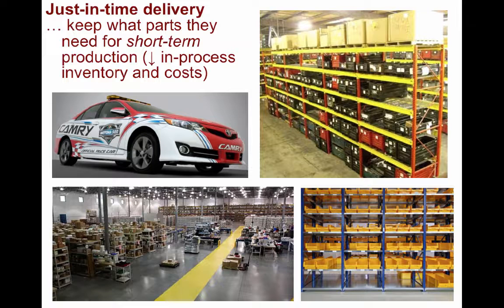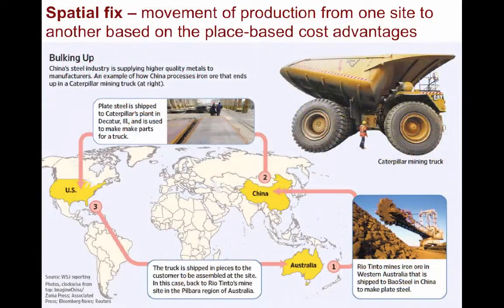In the post-Fordist world, if companies always stay put in the same location, they can become less efficient due to changing costs and demand. MNCs and TNCs establish a spatial fix by moving production from one site to another based on the place-based cost advantages of the new location. This graphic shows how the Caterpillar company can have its trucks used in Australia to transport iron ore that is shipped to China in order to make steel at a relatively low cost. That steel is then shipped to the United States to process the steel into truck parts, which are then shipped to Australia and then assembled on site. And round the process continues.